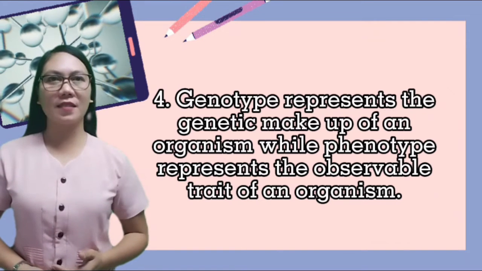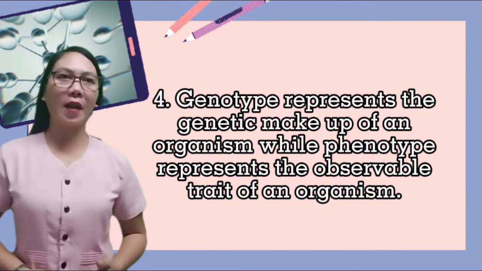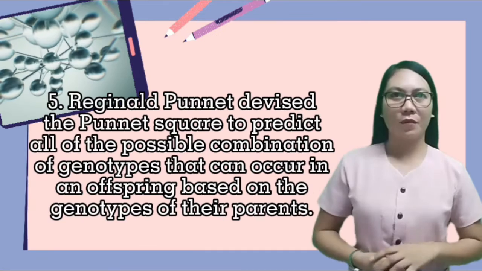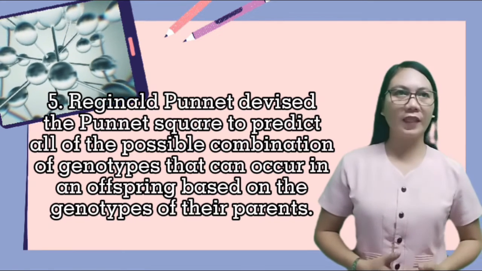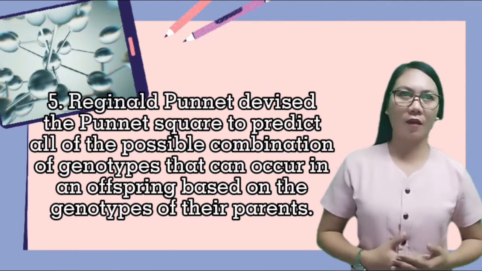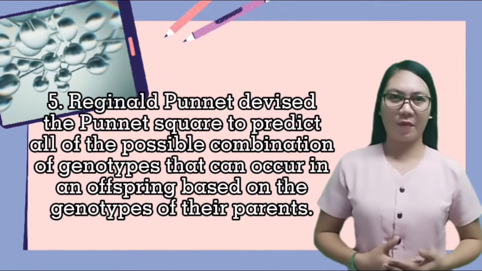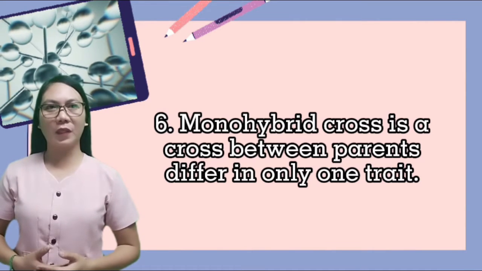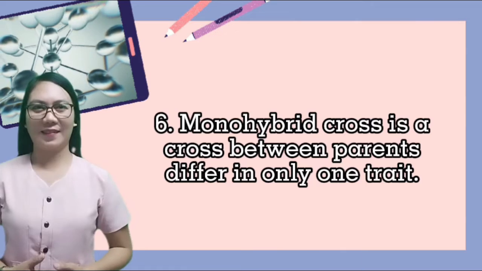Genotype represents the genetic makeup of an organism, while phenotype represents the observable trait of an organism. Reginald Punnett devised the Punnett square to predict all of the possible combinations of genotypes that can occur in an offspring based on the genotypes of their parents. Monohybrid cross is a cross between parents different in only one trait.